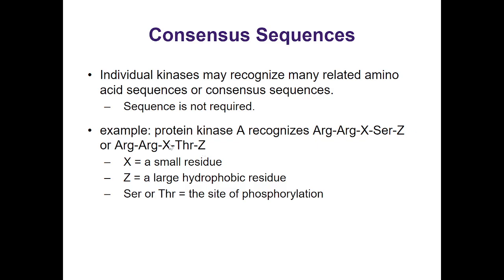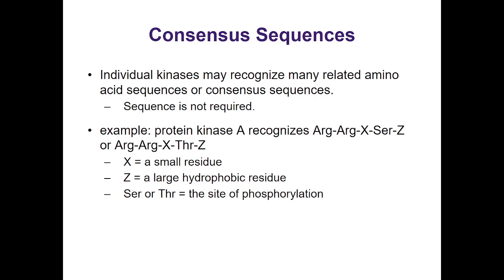This X right here is a small residue. Z right here can be any large hydrophobic residue, any of those. And then you can have one of the serine or threonine for the site of the phosphorylation. Now, this does require one of those two because you have to have that OH group to attach, right? And that's what consensus sequence means.